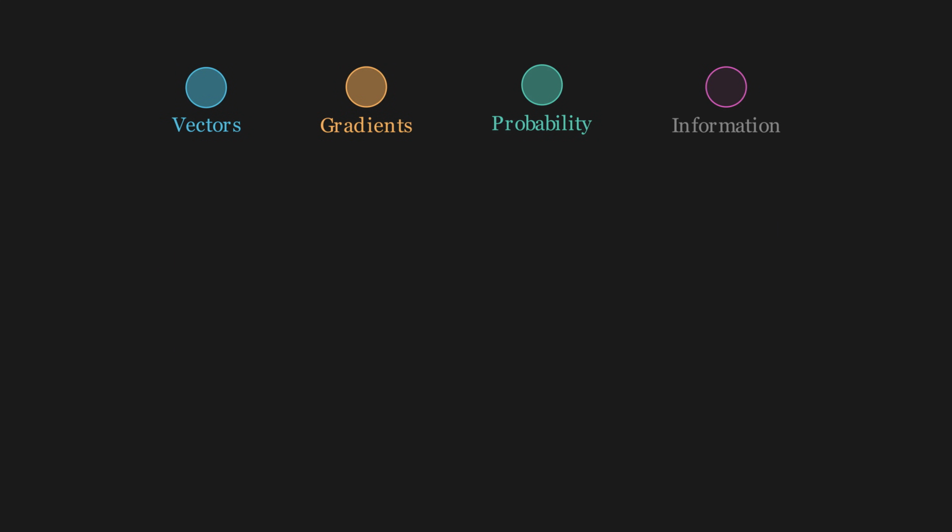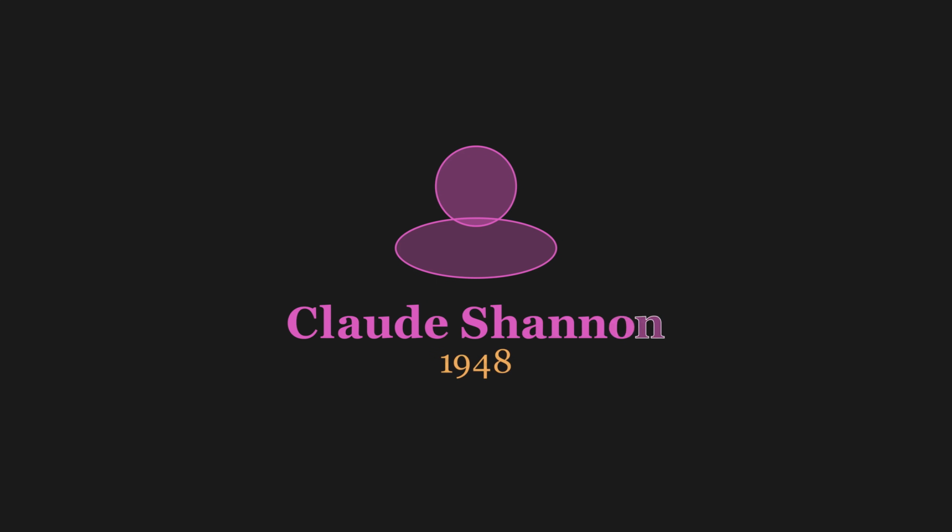There's one more piece of the puzzle. The model can now represent data as vectors, learn through gradient descent, and output probabilities over words. But how do we measure whether those probabilities are any good? This is where information theory enters the picture, a branch of mathematics invented by Claude Shannon in 1948, decades before anyone dreamed of large language models.